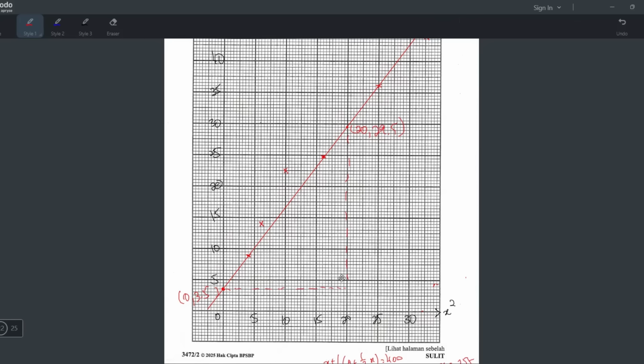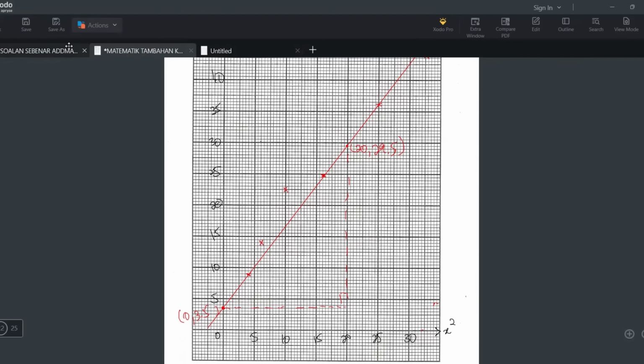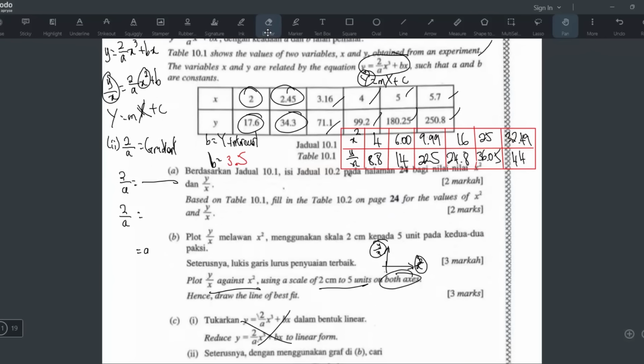And then put a 90 degree. Okay. Alright, now we can find the gradient. Take y2 minus y1 over x2 minus x1. So 29.5 minus 3.5 divided by 20 minus 0.